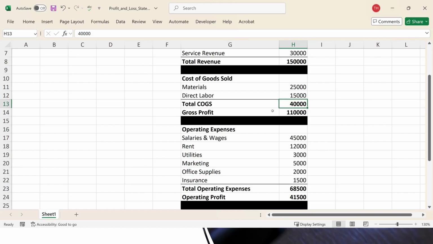And how we get our gross profit is we take the revenue, $150,000, minus $40,000. We get a gross profit of $110,000. So again, your direct costs give us your gross profit. We can take that a step further, and you'll see this on another sample, where we actually get the profit margin as well.